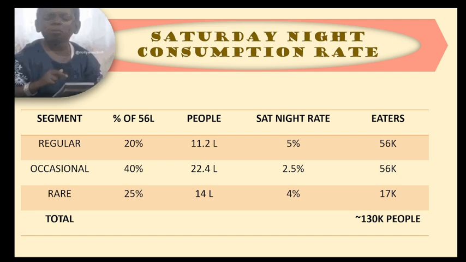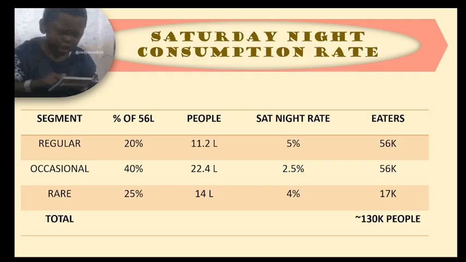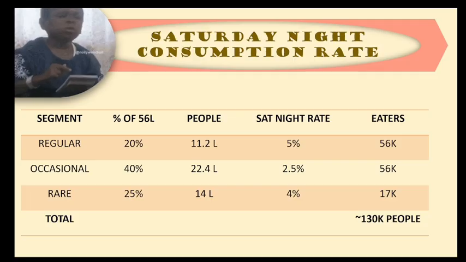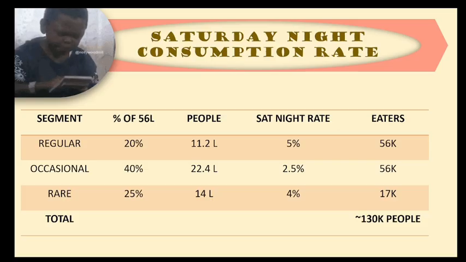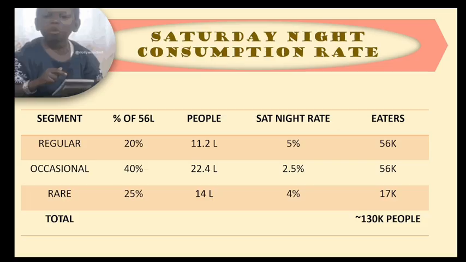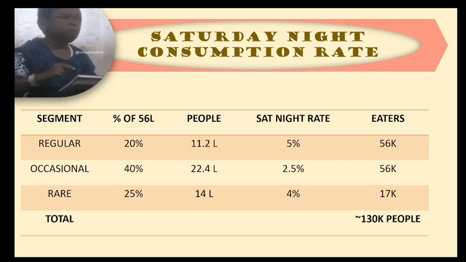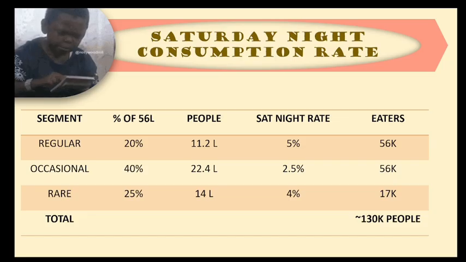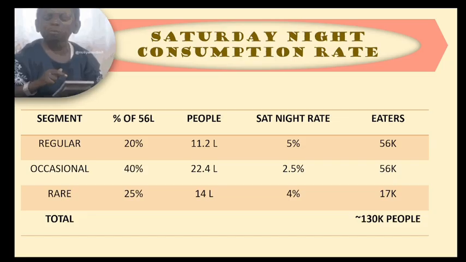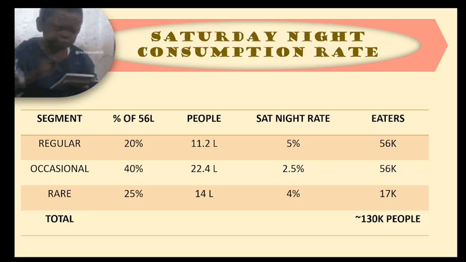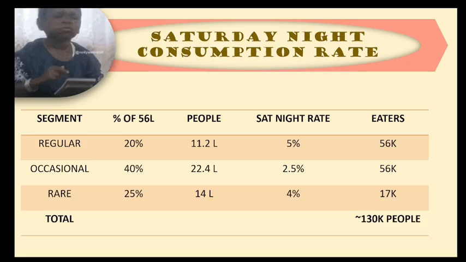And on Saturday, half of them consume pizza, that is half of 40%, 20%. Now out of this 20%, on night, that is evening to night time, I'm assuming 25% of the population consumes. So 25% of 20% is 5%, and 5% of 11.2 lakh is approximately 56,000.